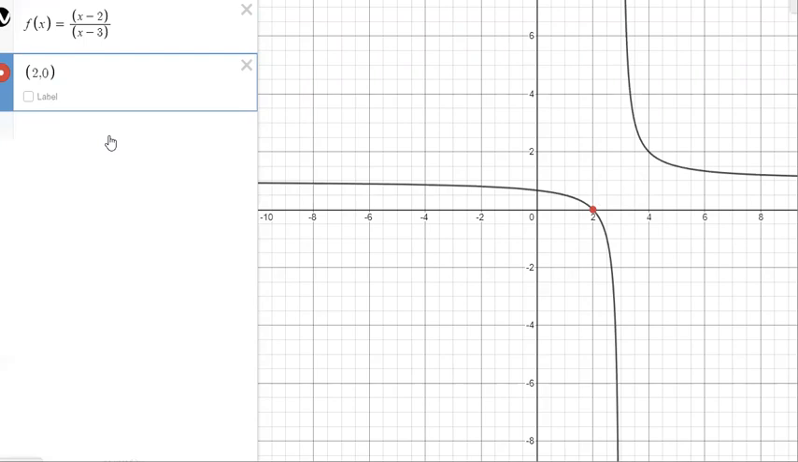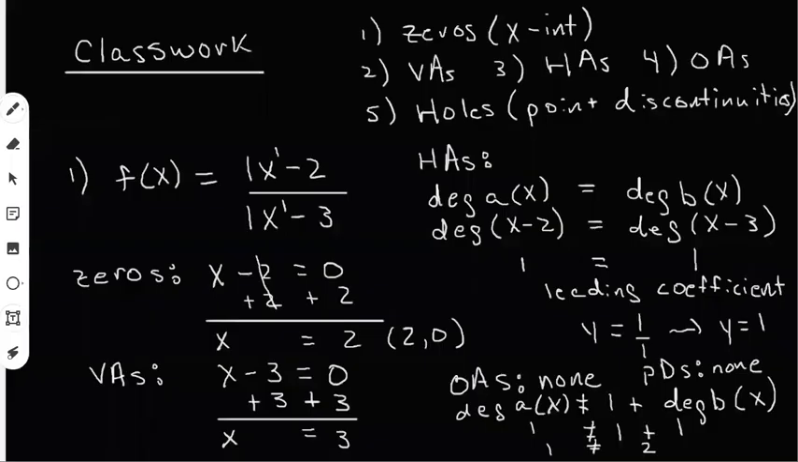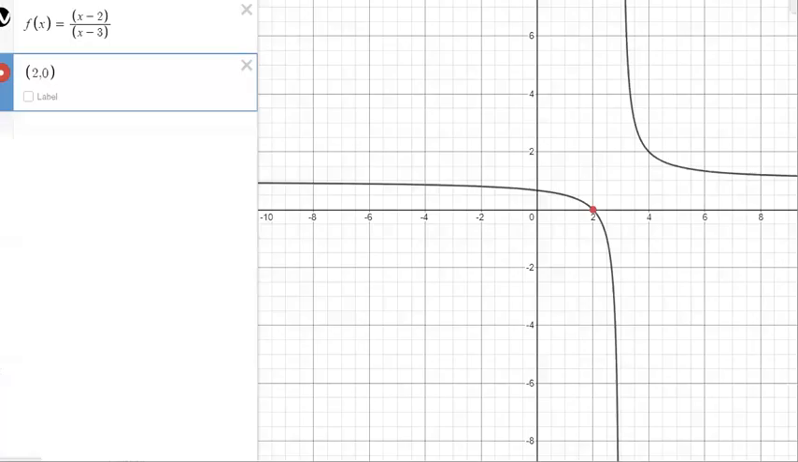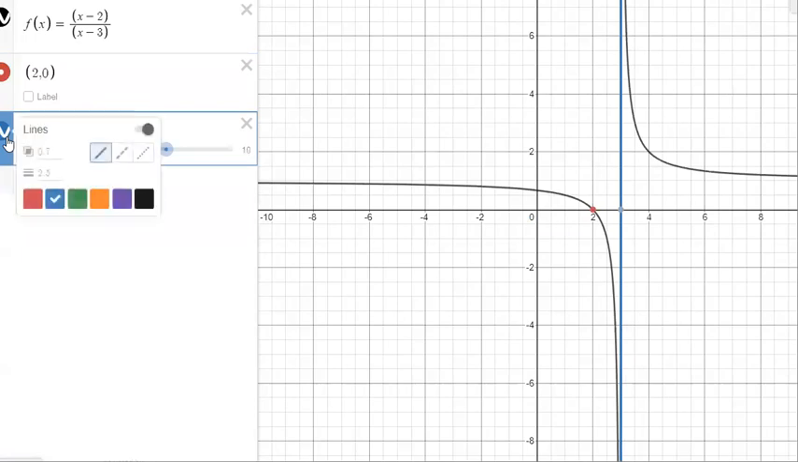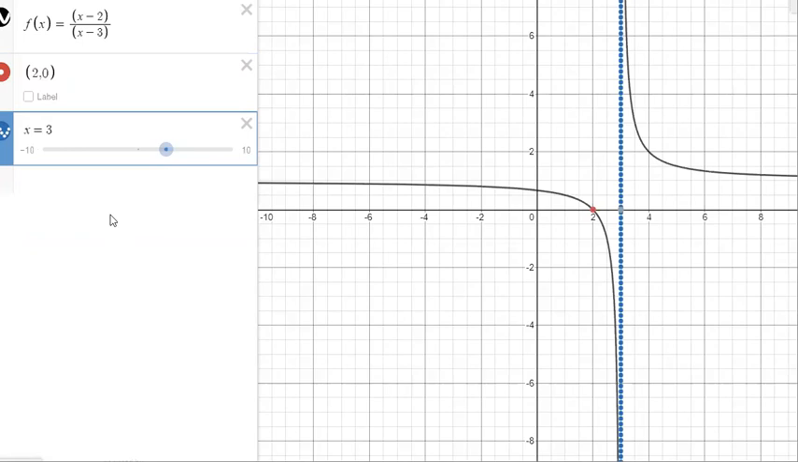The next thing that I want to do is graph my vertical asymptotes. Remember, my vertical asymptote, I found it when I set the bottom equal to 0. And that's going to be x equals 3 right here. So I'm going to take that and graph it on Desmos. X equals 3. I get that blue vertical line that's going down the screen. I'm going to change that to a dotted line so that it's more of a vertical asymptote, so you can see how that gels with the graph.